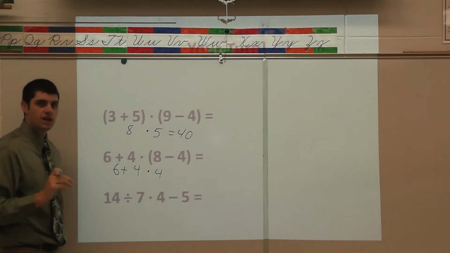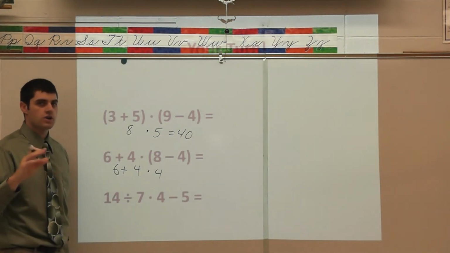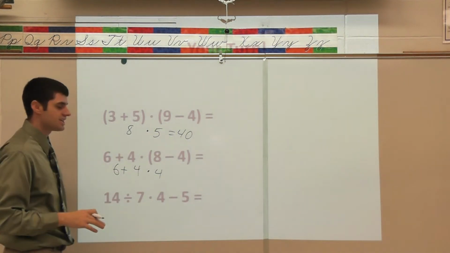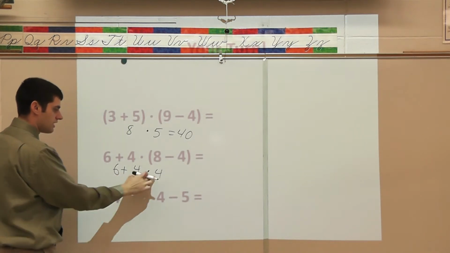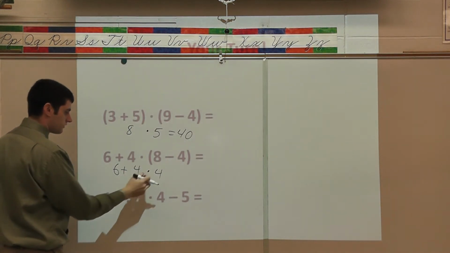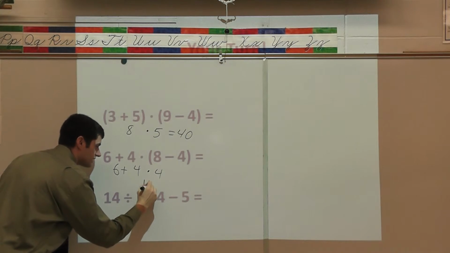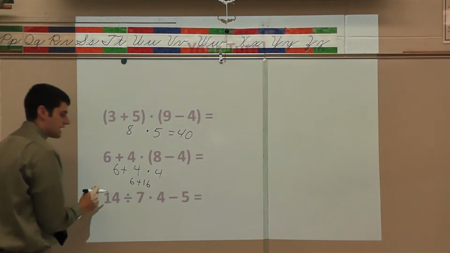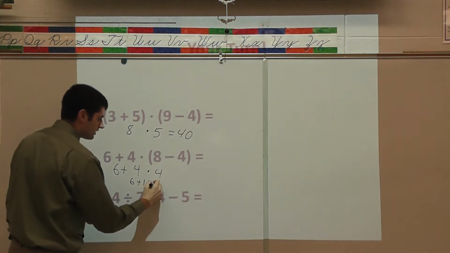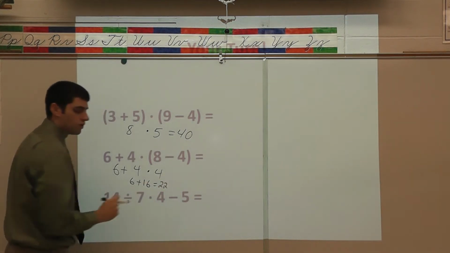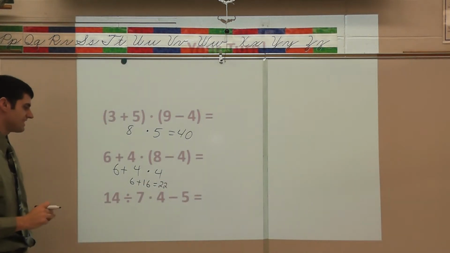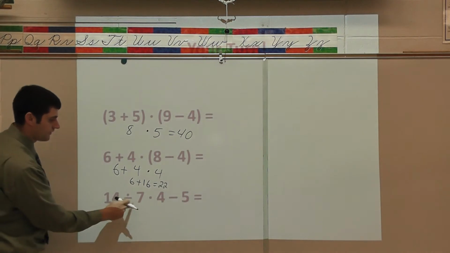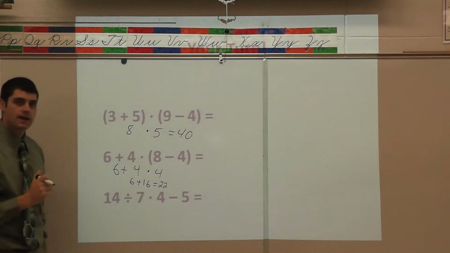And this might be a real key to help you guys too. Don't try and solve it all at once. Write it step by step to organize it. Okay, now I'm left with multiplication and addition. So I have to do 4 times 4 first, which is 16. Bring it down. 6 plus 16 would become 22.